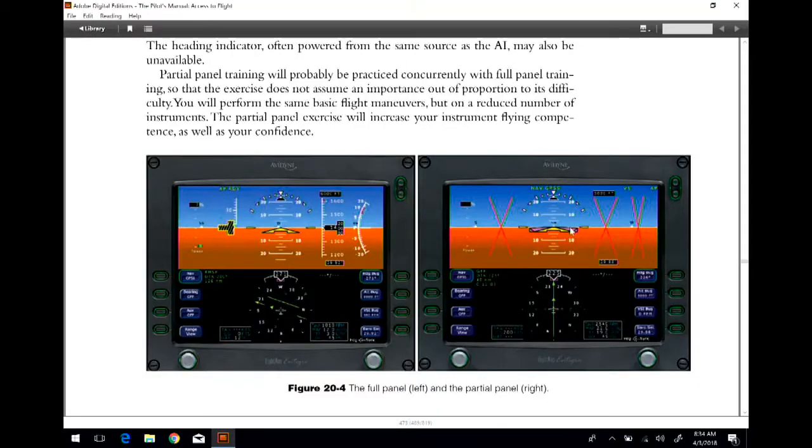Okay? And by the way, in the clouds, if you have an indication like this and you lose part of your instruments, you're squawking 7700, you're declaring an emergency, and you're requesting vectors to the nearest VFR weather, and you are now a priority, because this is something you do not want to mess with in the clouds.